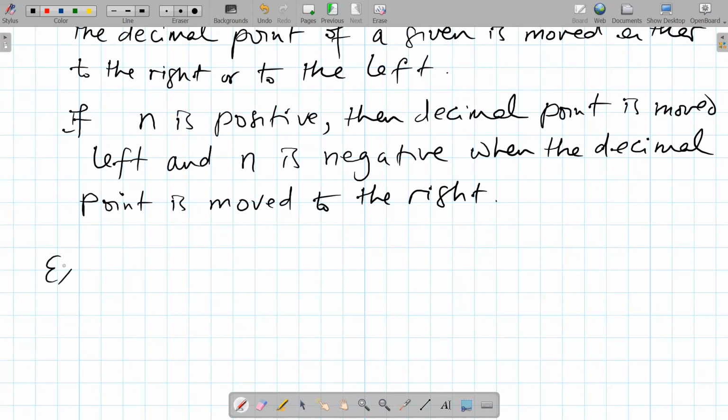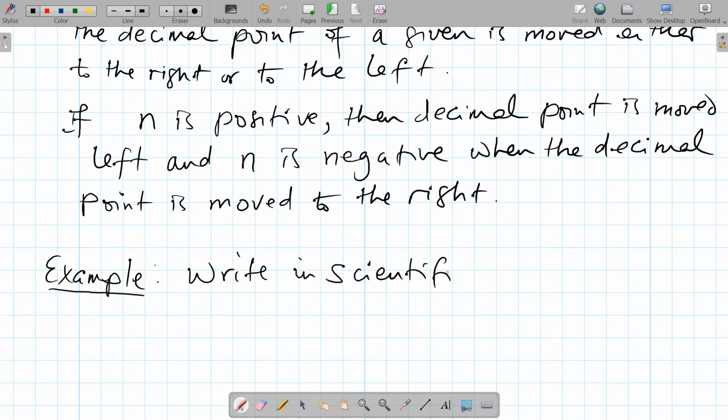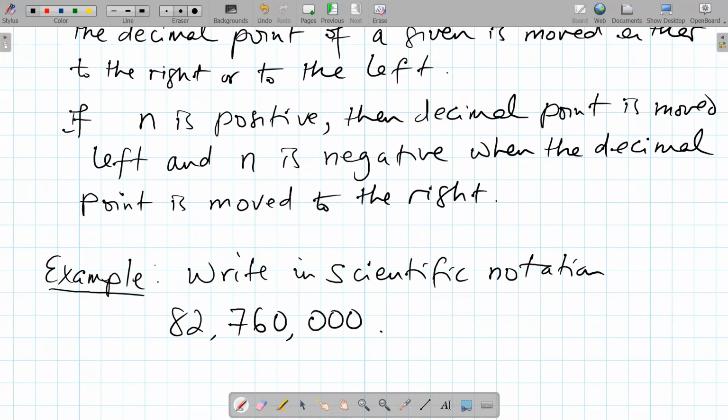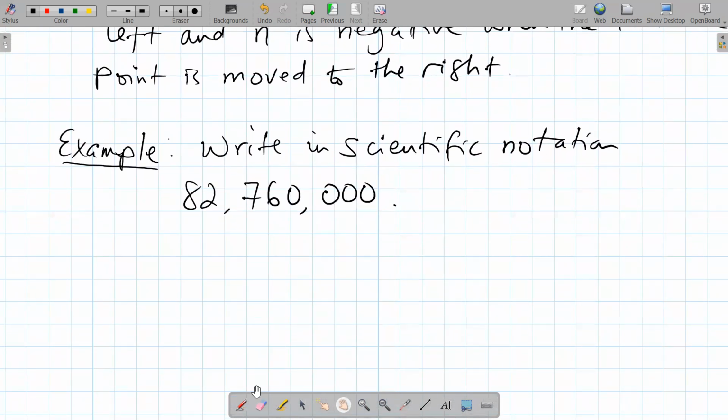An example would be to write in scientific notation. Write in scientific notation. The number there is 82,760,000.